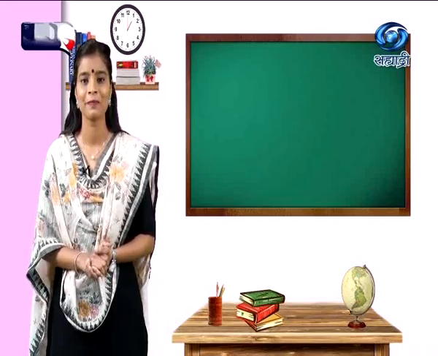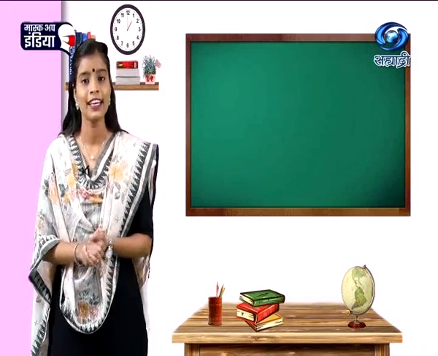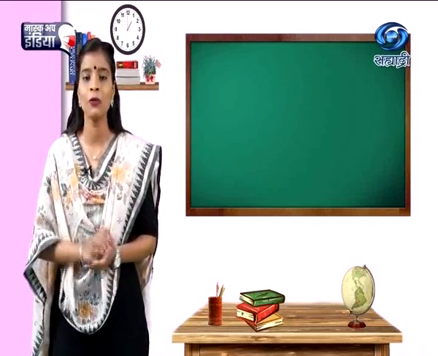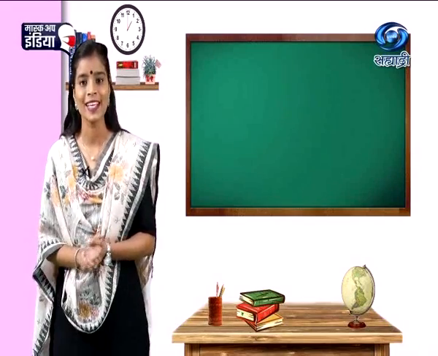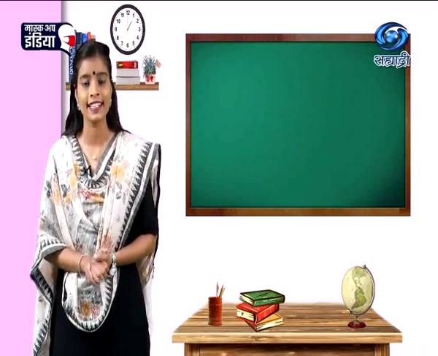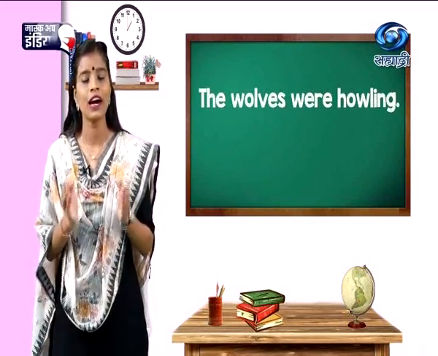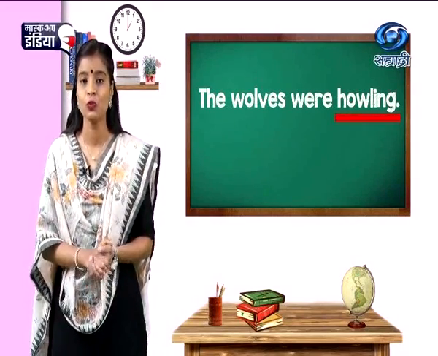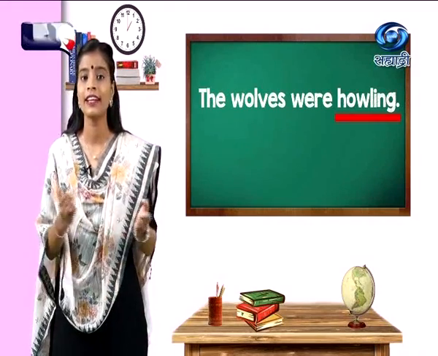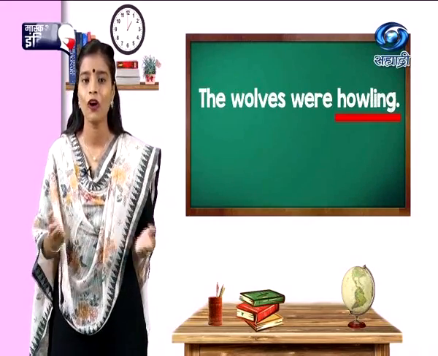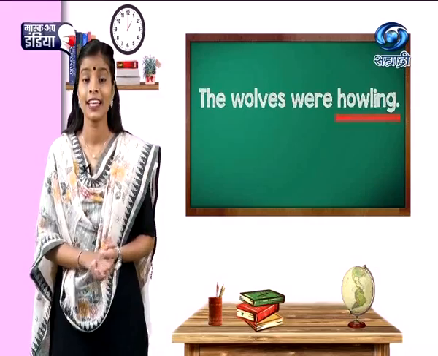Now let's talk about onomatopoeia. Onomatopoeia is when there is a mention of a sound in a line or a stanza. For example, if the line says, "The wolves were howling," here howling is mentioned, which is a sound that the wolves make, which is why it is an example of onomatopoeia.